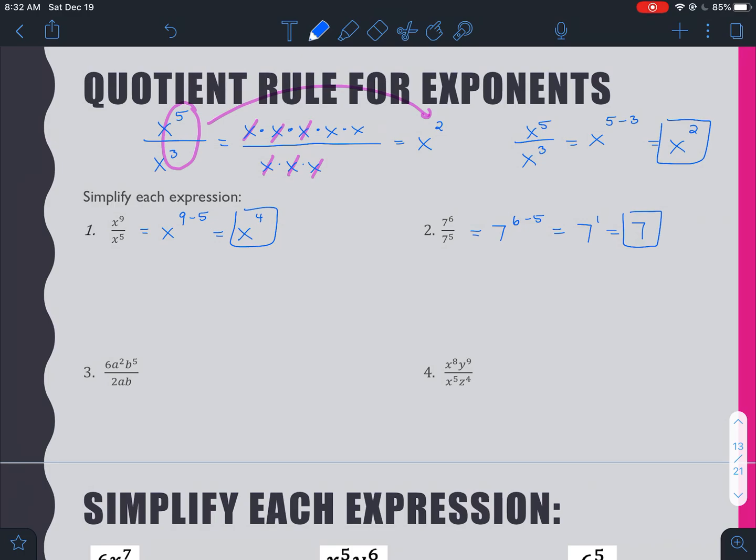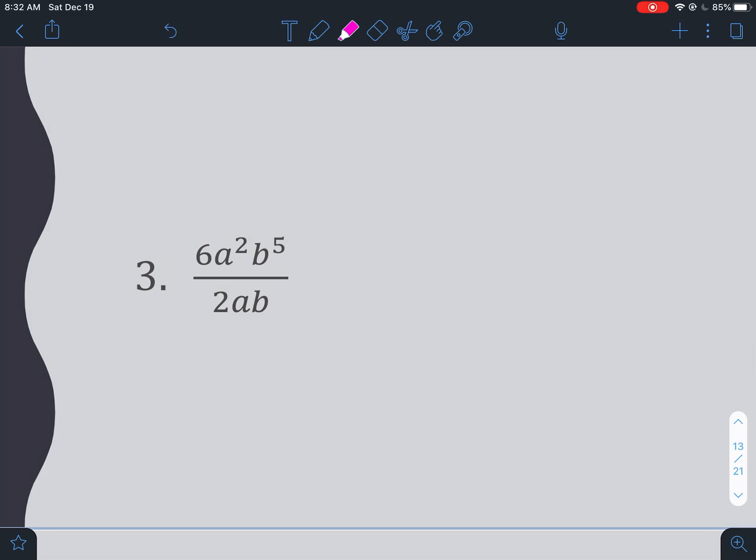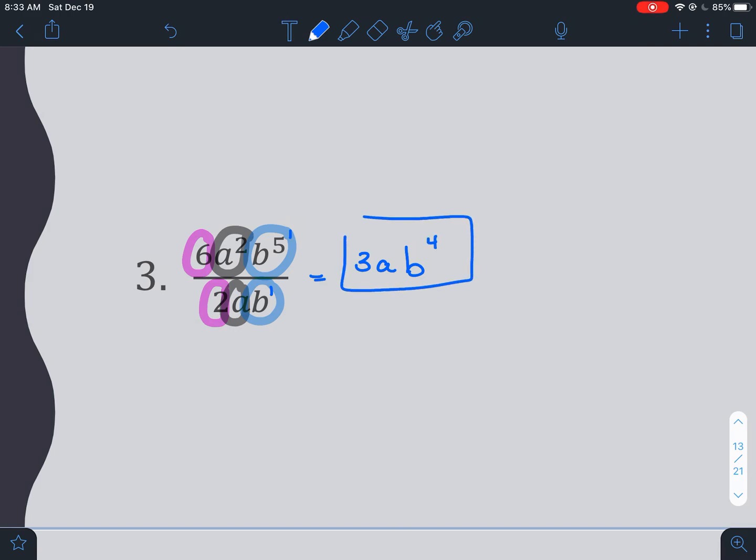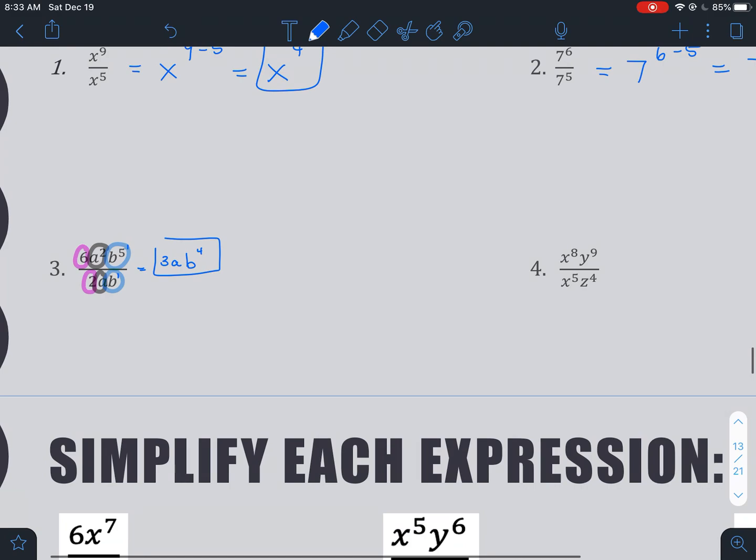On number 3, if there's coefficients involved, then just like with the product rule, you would multiply the coefficients. With quotient rule, you're going to divide the coefficients. So we have 6a to the second b to the fifth over 2ab. So we're going to divide the coefficients, and 6 divided by 2 is 3. So we'll have a 3 left in the numerator. A to the second over a, you can subtract their exponents, and you would have a to the first, and then b to the fifth over b. Remember, this is like b to the first, and so 5 minus 1 is 4, so this is going to be b to the fourth. So you have 3ab to the fourth.